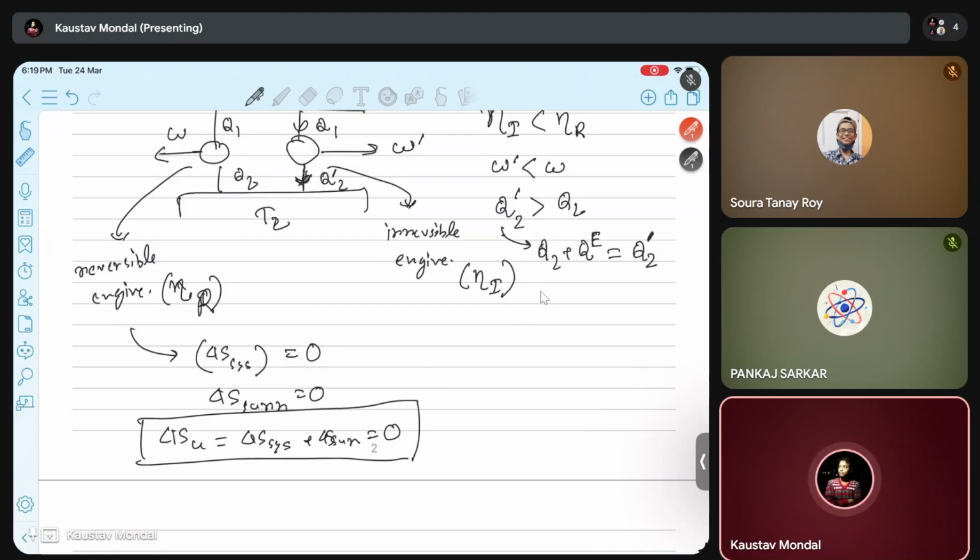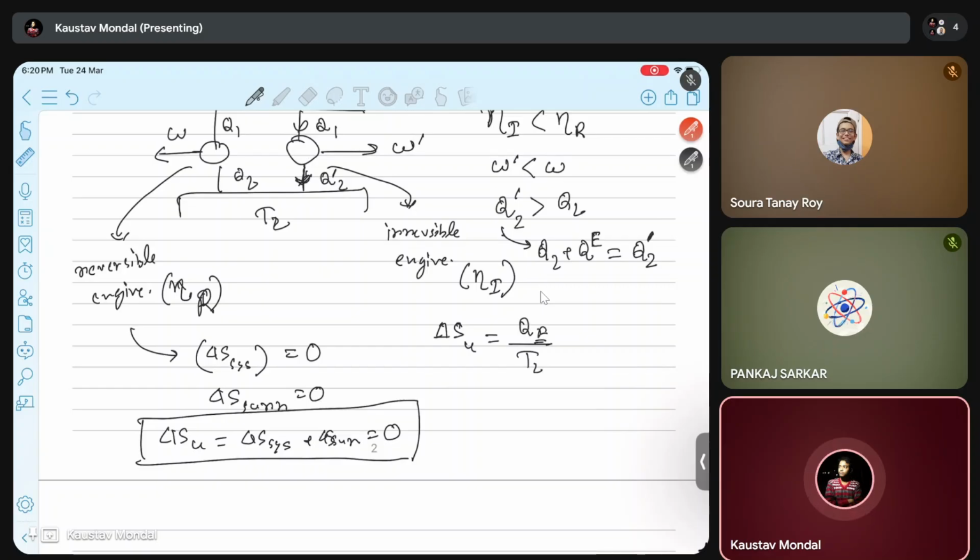But for the case of an irreversible engine, we calculate delta S universe, which is given by QE by T2.